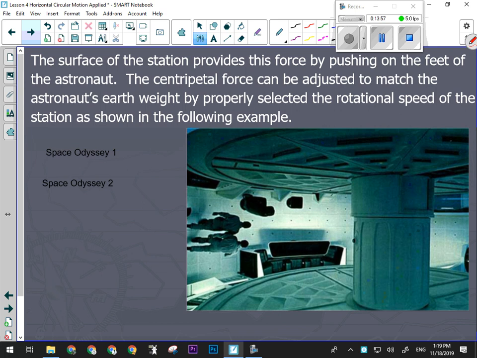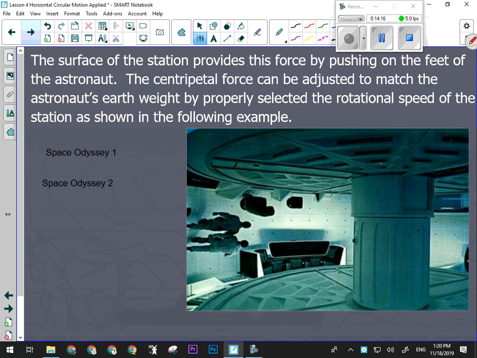So the surface of the station provides that force by pushing on the feet of the astronaut, because the astronaut's inertia makes them push against the inside of the drum. The centripetal force can be adjusted to match the astronaut's Earth weight by properly selecting the rotational speed of the station, as shown in an example we're going to look at in a minute.